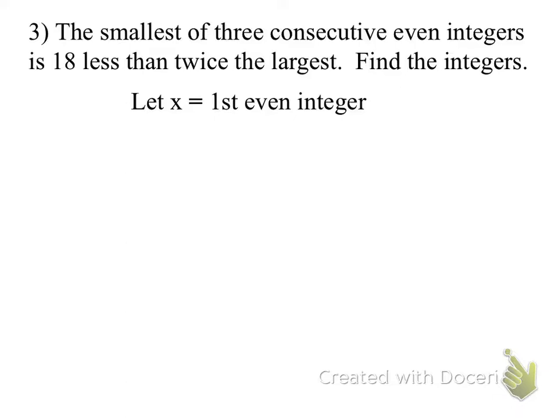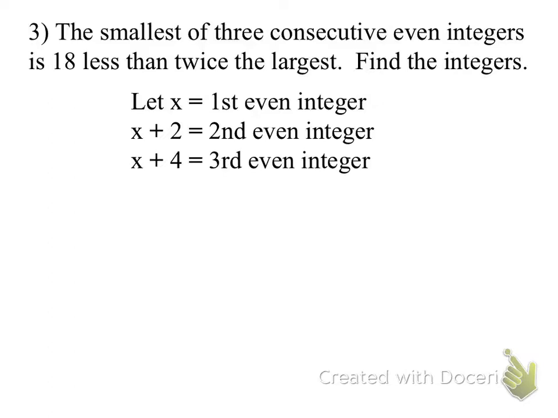What are we calling the second even? Dylan? X plus 2 is the second even integer. And what I mean by integer, there's no decimals or fractions. It's negative, positive, whole numbers, which includes 0. What would the third be? It said 3 consecutive. What is that, Ben? X plus 4 is the third even integer.